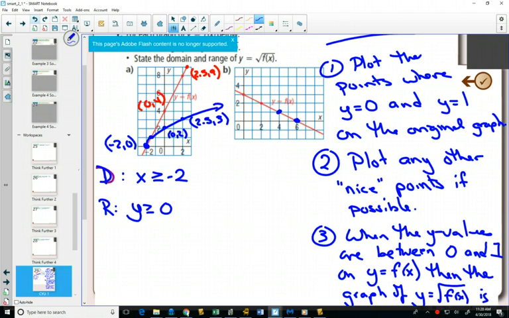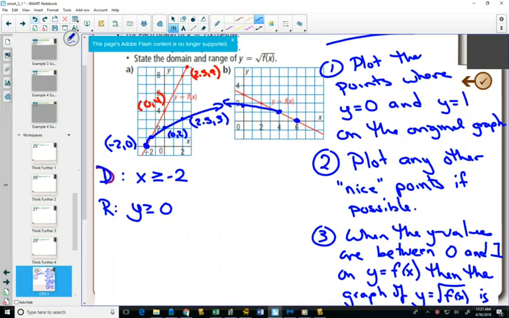Does anybody know what the square root of 3 is? The square root of 3 is about 1.7. So you could add it on there if you wanted to. But if you don't know it, that's all you would have, those first 2 points. Then you really have to know step 3. Because step 3 says when the y values are bigger than 1 on our original graph, our blue graph will be below the red graph.